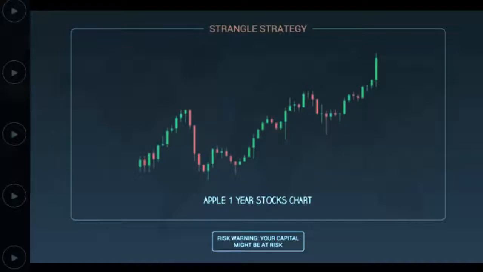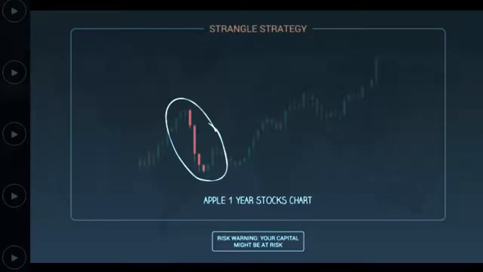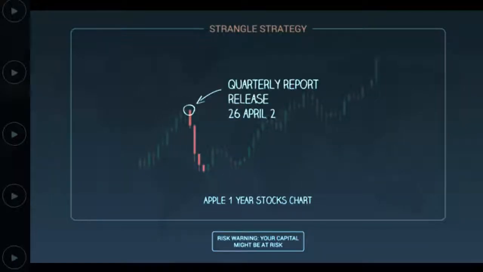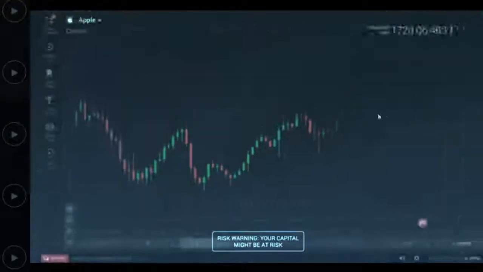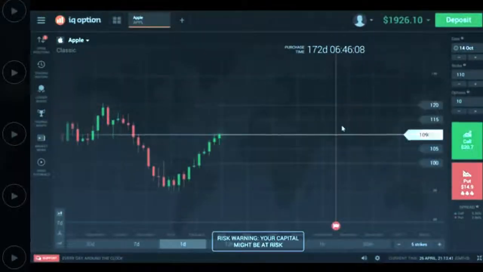This is a chart of Apple stock over the past year. You can see several spikes that occurred after key events for the company, such as presentations of new products or the release of quarterly income statements. Let's consider the events of April 2016. Imagine that you can go back in time and apply the strangle strategy at a certain point, but you don't know where the price will end up.